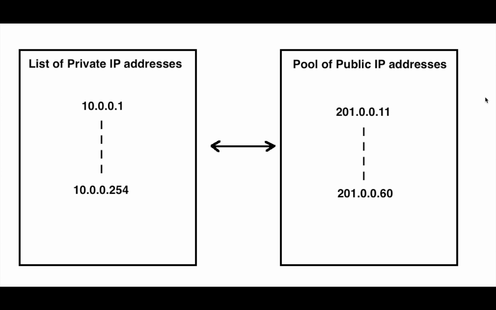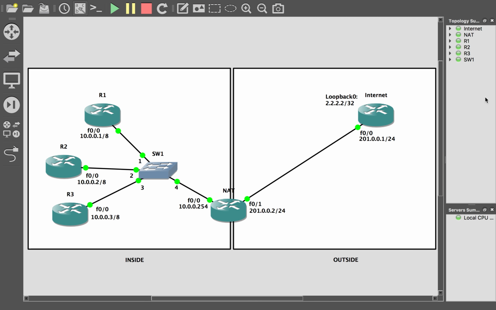We are going to use exactly the same concept. We are going to create a list of 254 private IP addresses, out of which I will show you the example with 3: 10.0.0.1, 10.0.0.2 and 10.0.0.3, router 1, router 2, router 3. And for a public pool, we are actually going to use, as I showed you, the public pool of 201.0.0.11 to 201.0.0.16, and we will see first come first serve basis these IP addresses will be assigned to different routers. Let's go ahead and configure the NAT router.